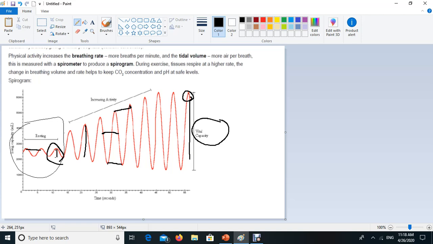inhalation, because the volume of the lung is increasing, so it is inhalation. And when it drops down or falls down, this is what? Exhalation. So this with this is only one breath. Do you see it? To make it clear for you, here to here is only one breath, one inhalation with one exhalation.